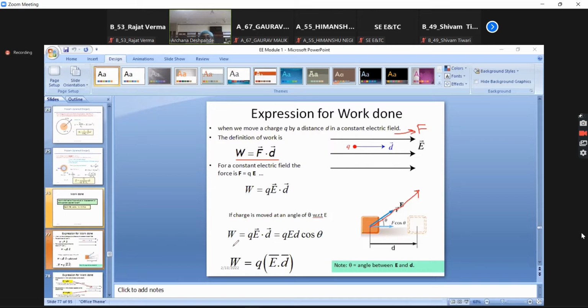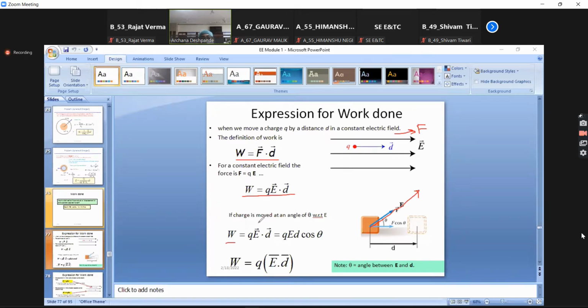So therefore, here it is written W is going to be, in this particular equation, the F is converted in terms of electric field. So you know electric field is F upon Q. So therefore, F is Q into E. So here the F bar is written as Q into E bar.